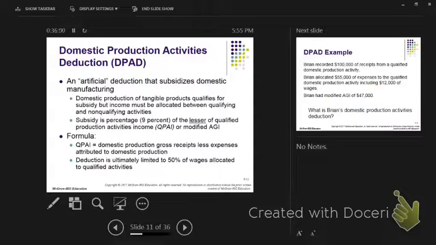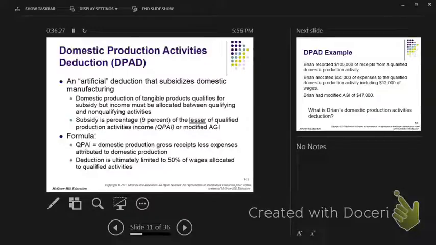It qualifies for a subsidy. I never say that word right. But income has to be allocated between what's called a qualifying and a non-qualifying activity. So not all activities qualify for this. The subsidy is 9% of either the lesser of the qualified production income or the modified AGI. Now remember, we talked about modified AGI already. So it's going to depend. It's the lesser of the two.